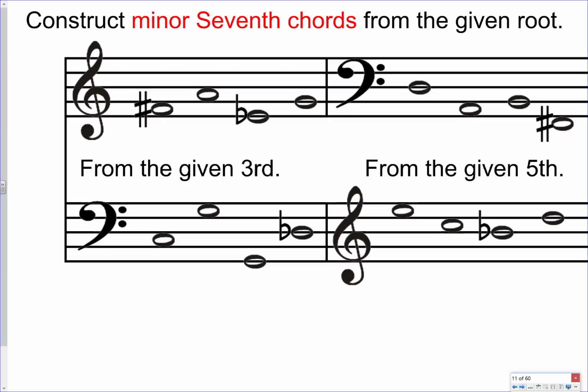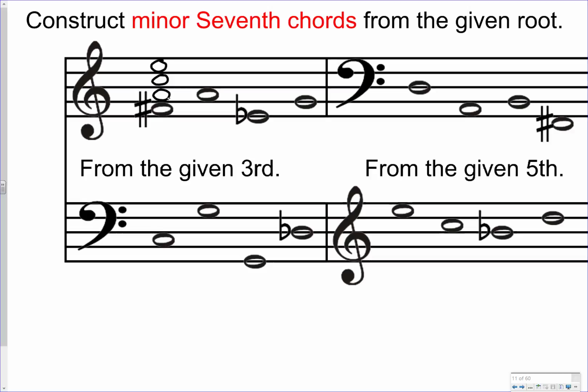And let's do some together. So let's do the first one. We have an F sharp. We know that that is the given root. So let's build our two belly snowmen. Recall that minor seventh chords have a minor triad and a minor seventh. So first let's find the minor triad and build that.